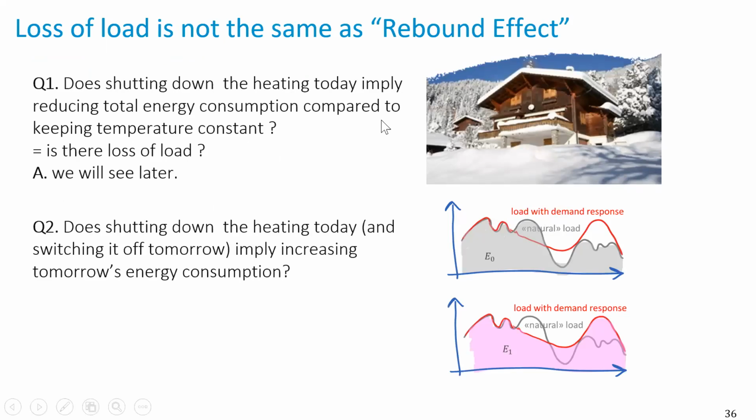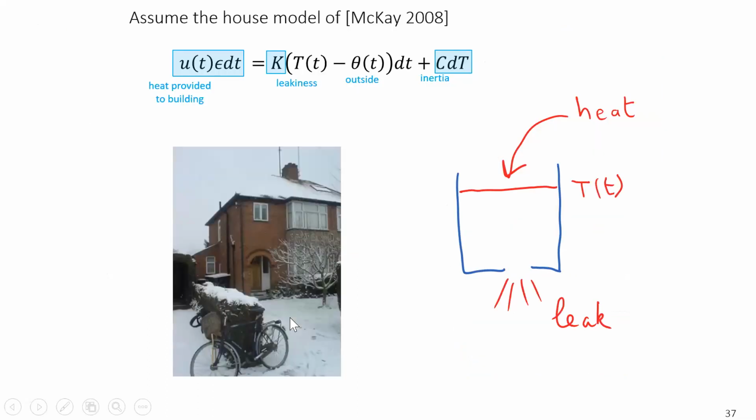Well, first, loss of load is not the same as the rebound effect. We know that when we do a demand response event, there will be more load before or after. So that's not the question we're asking here. Here, the question is, does it compensate? I will consume more energy before or after, but if I do it after, by letting the temperature drop here, will the integral compensate? That's the question that we have here. Right. So that's the first thing to realize.